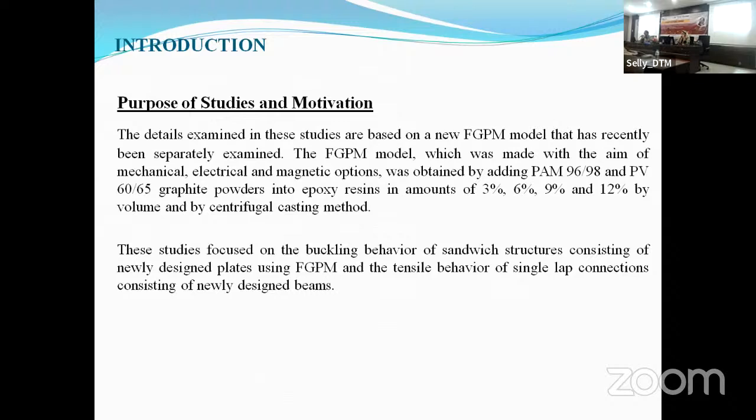I have shared some details about our material. Our material is based on epoxy resin as a matrix, with graphite added in different percentages. I talked about this in the morning, and I want to briefly explain for new students that it is produced by the centrifugal casting method.